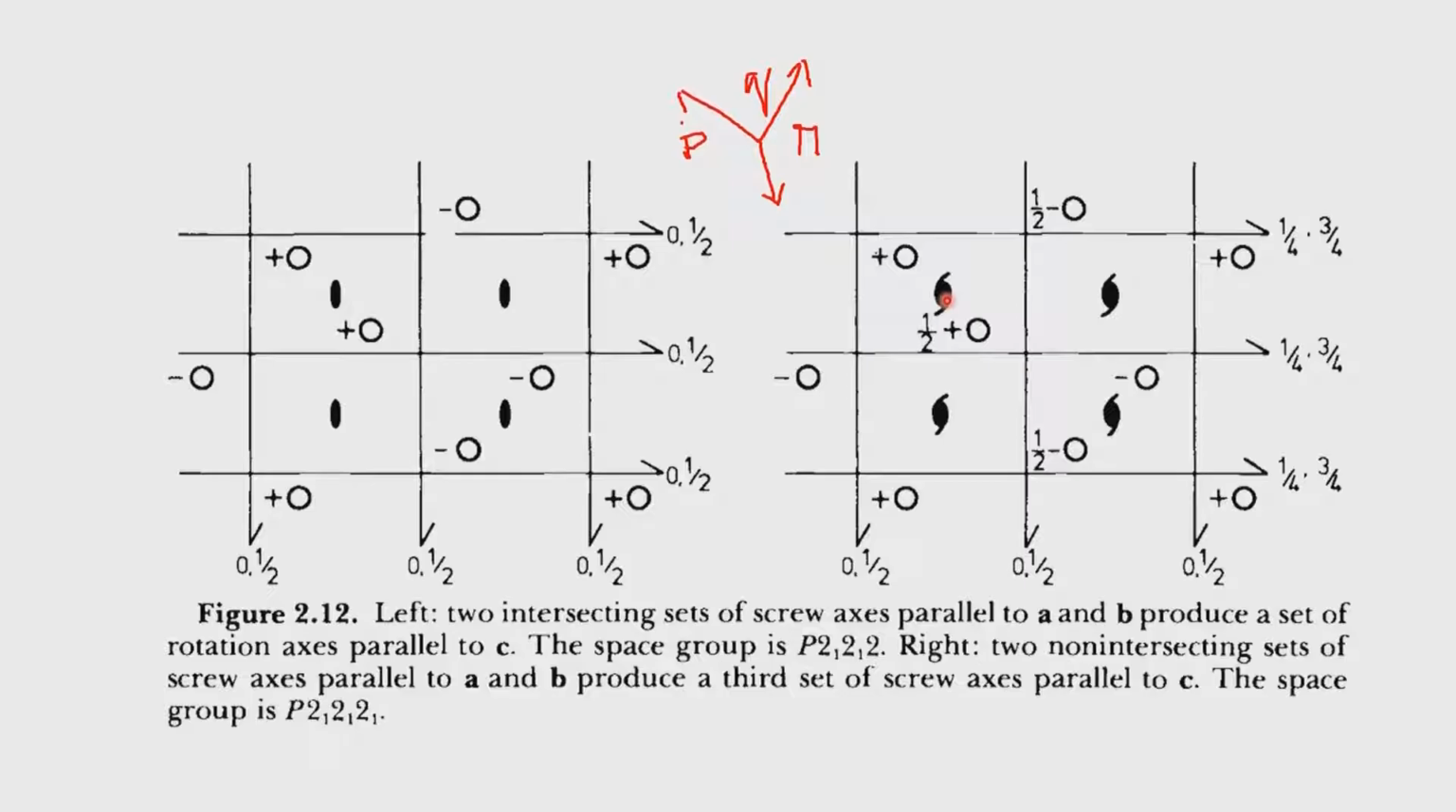So, if there is a direction A on which we have fixed the 2-1 screw axis, direction B will have a 1/4 removal, and direction C will be again removed by 1/4. So, 3 non-intersecting axes which occur at 1/4, 1/4, 1/4 from each other.